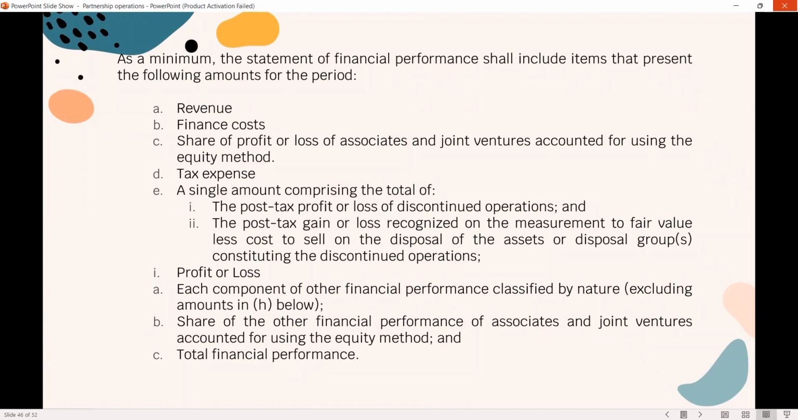So in the profit or loss, each component of other financial performance classified by nature, excluding amounts in below: share of the other financial performance of associates and joint ventures. Letter C, total financial performance. So, yun yung mga included items presenting the needed for the financial performance. Not actually needed, yung mga makikita doon.